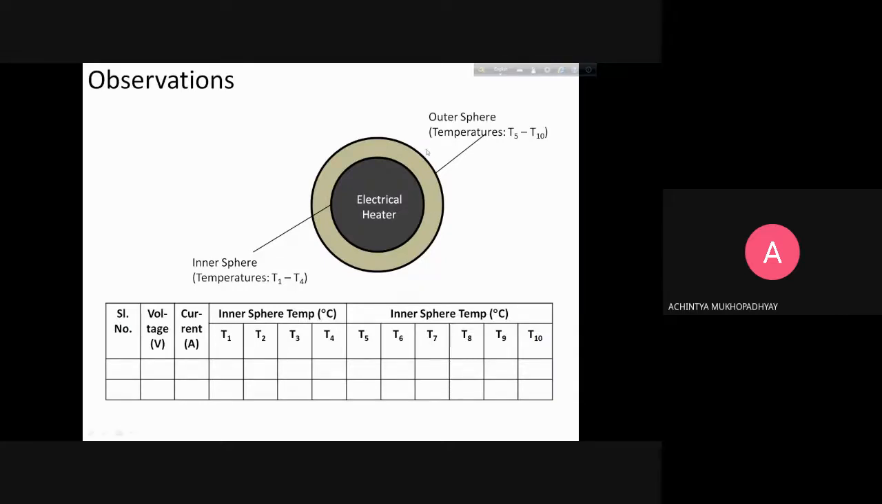Okay, so these are the observation tables. These are what you have to note down. First, the different serial numbers correspond to different heater powers. For each set you have to take the readings of the voltage and the current from the digital voltmeter and digital ammeter, and then the 10 temperature values: 6 on the inner shell at different points, and 4 on the outer shell.